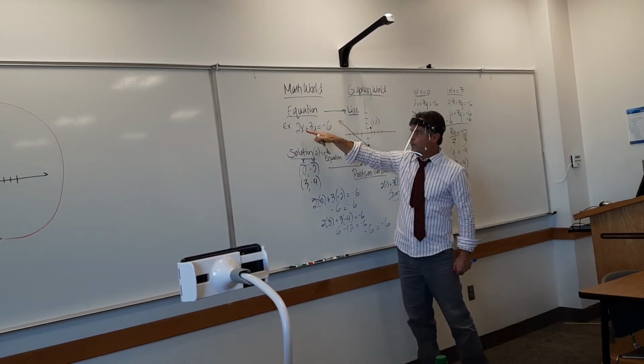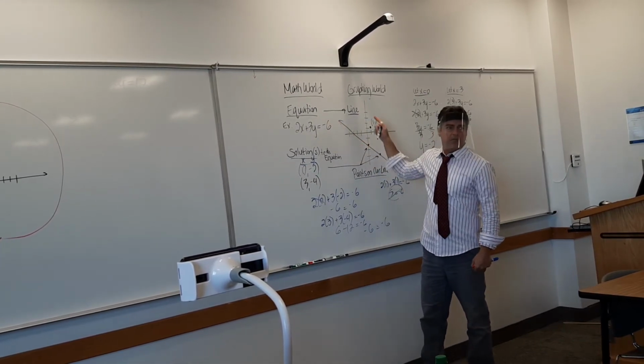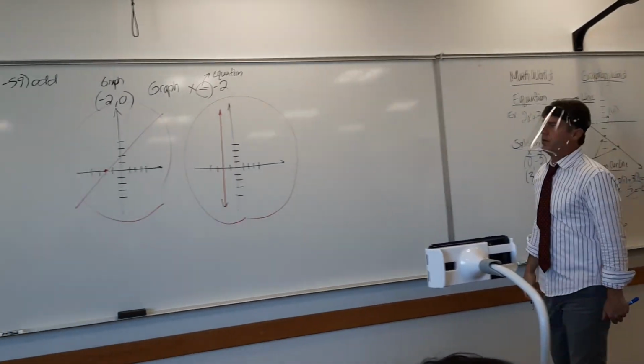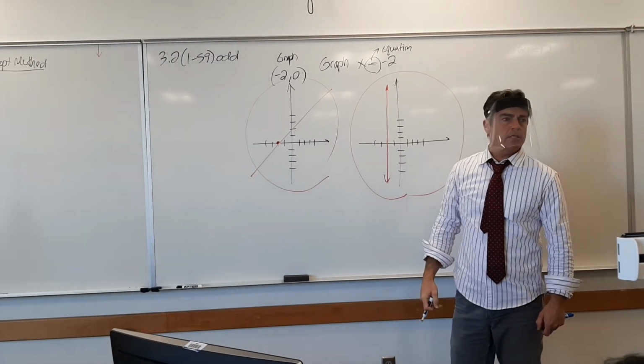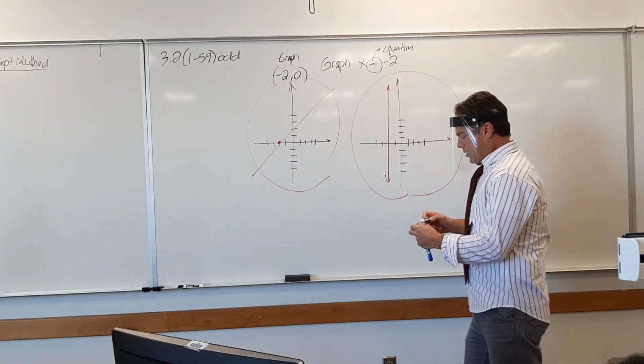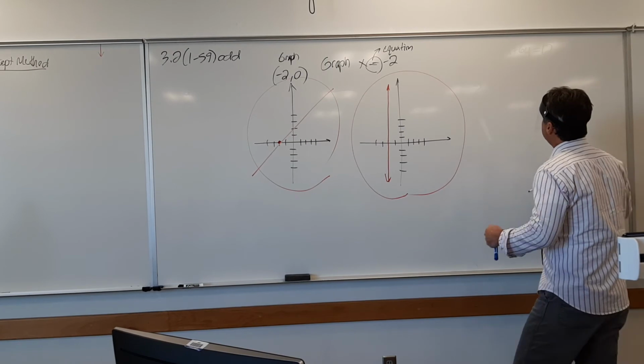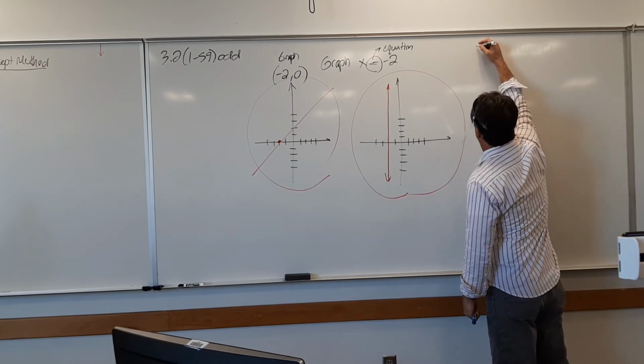In the math world, it looks like this. But in the graphing world, it's a line. So let's come back to the middle board. I have an equal sign here, so that means that this is an equation. So we need to talk about horizontal and vertical lines real quick.